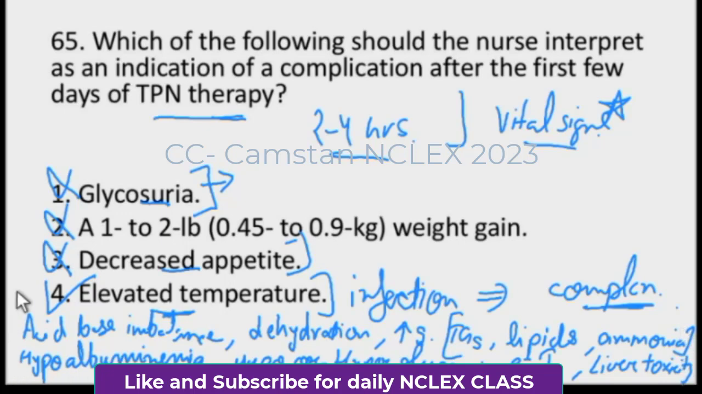So these are the few complications that our client can have post TPN therapy: acid-base imbalance, dehydration, increased serum triglycerides, increased serum lipids, increased ammonia levels in the serum, hypoalbuminemia, hyperglycemia, electrolyte imbalance, and liver toxicity.